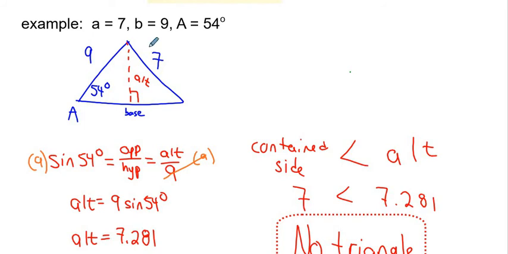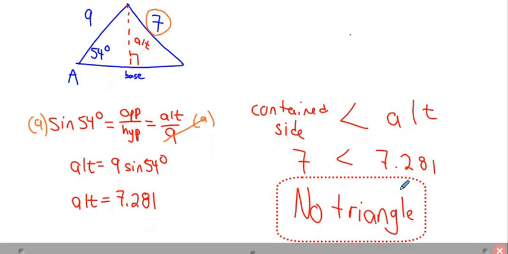Well, 7.281 is greater than this opposite side, and that's the problem, right? If the contained side is smaller than the altitude, you have no triangle. You just stop and you write down that there's no triangle. Well, let's say you missed that. If you try to do this problem anyway, the calculator would say undefined.